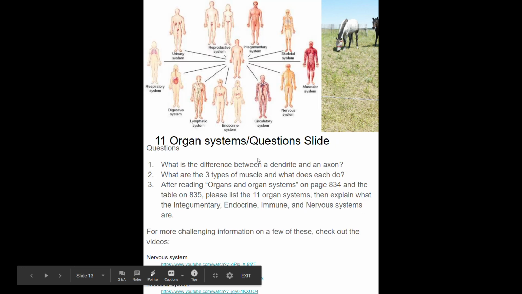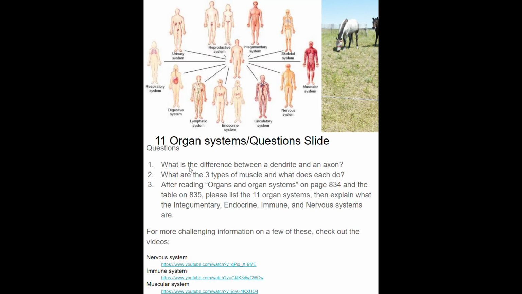11 organ systems questions and slide. So let's talk about the first two questions, then we'll go over the 11 systems, and then we'll talk about the third question. First question, question 1. What's the difference between a dendrite and an axon? Tell me the difference. Number 2, what are the three types of muscle, and what does each do?